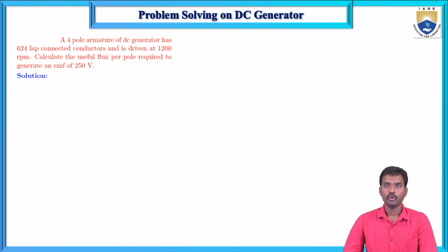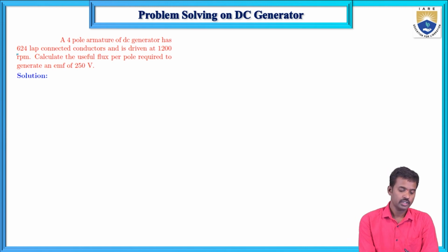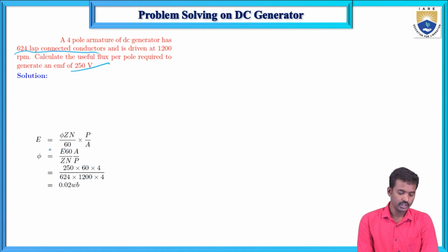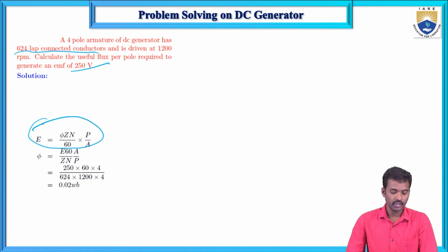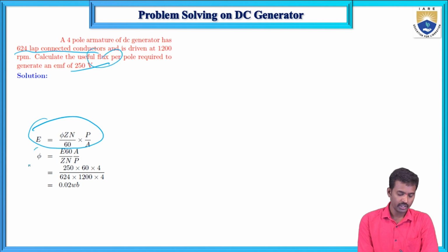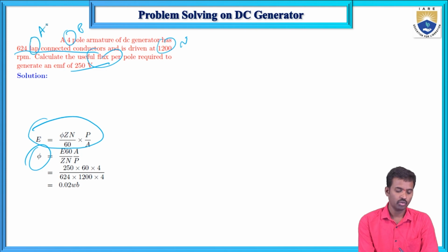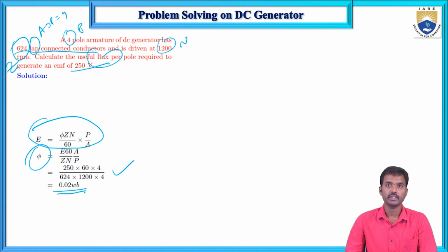Next, a 4-pole armature of a DC generator has 654 lap connected conductors and is driven at 1200 rpm. Calculate the useful flux per pole required to generate an EMF of 250 volts. Solution: Eg equals ZNφ by 60 into P by A. So the useful flux can be calculated directly. Separating it, φ equals E into 60 into A by ZNP. Here this is N, this is P, and if it is lap connected, A equals P equals 4, and this is Z. Substituting, you will get the useful flux as 0.02 webers.